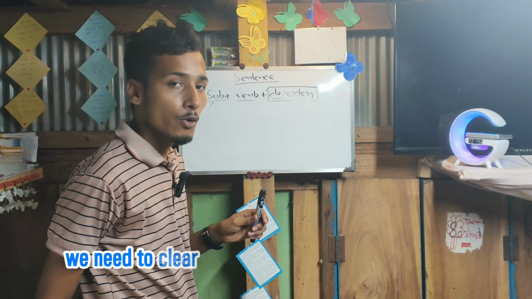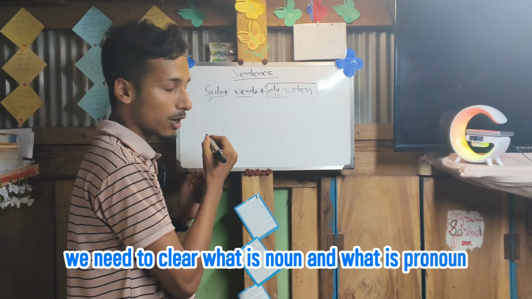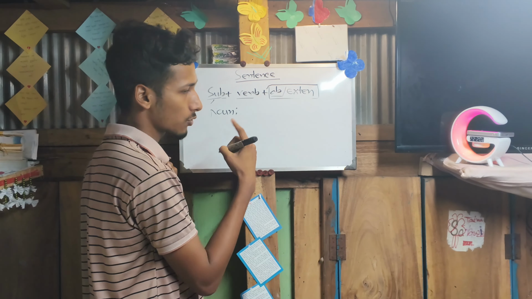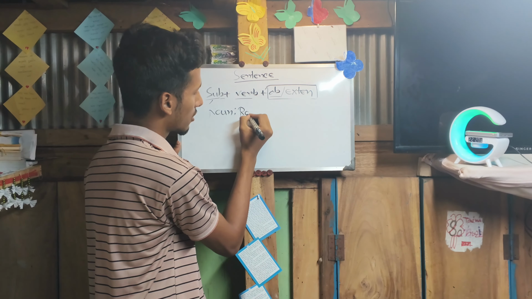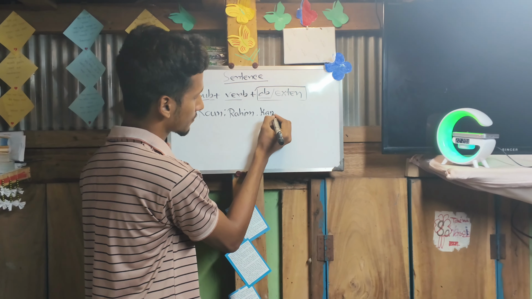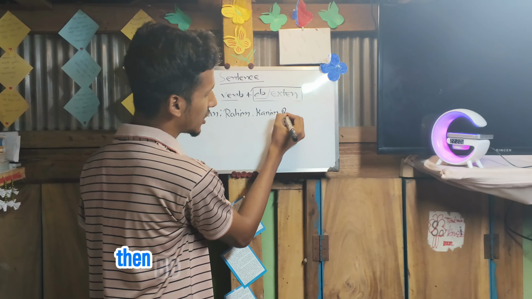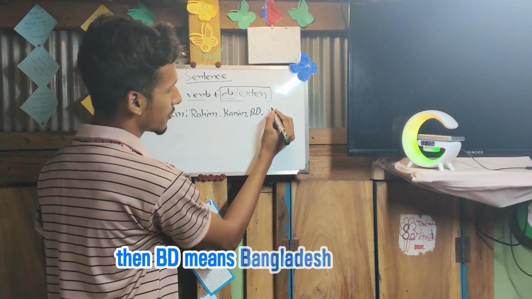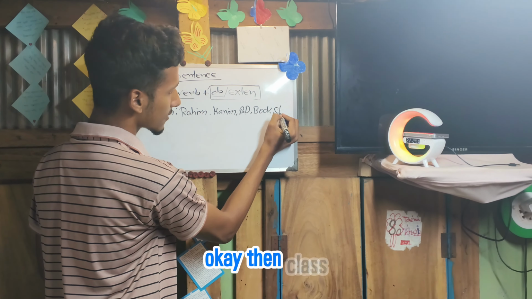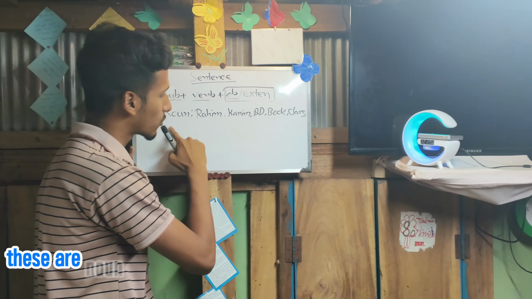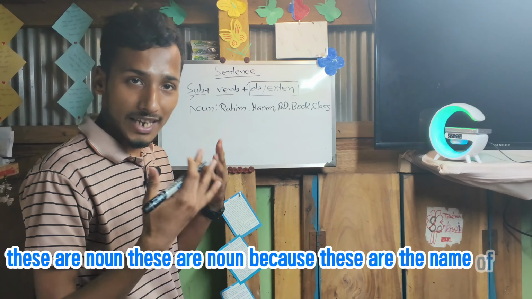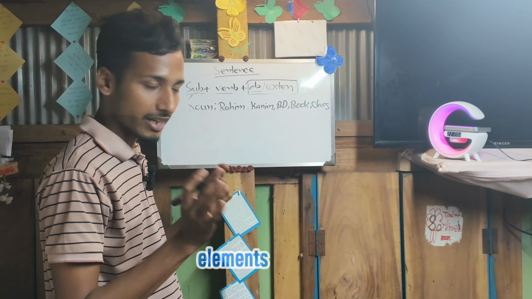We need to be clear about what is noun and what is pronoun. Now, I am going to write some nouns here. Rahim, then Karim, then BD means Bangladesh, then book, okay, then class. These are nouns because these are the names of things, right?